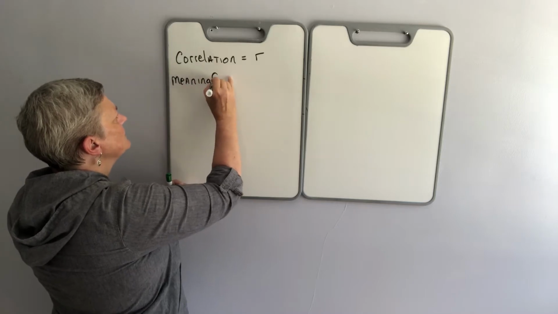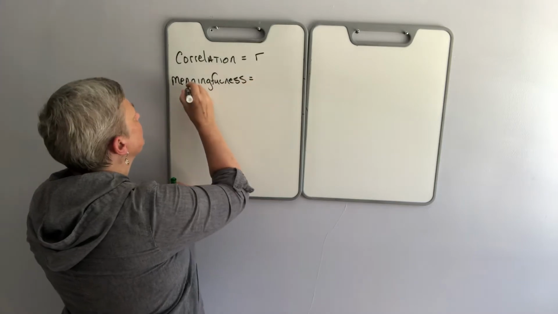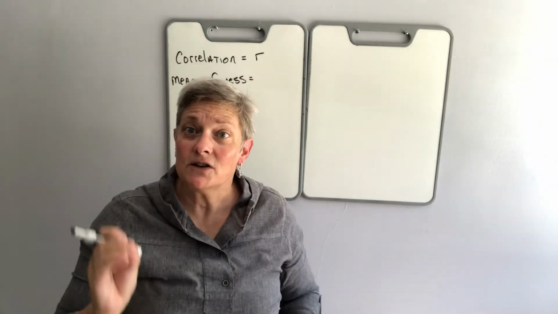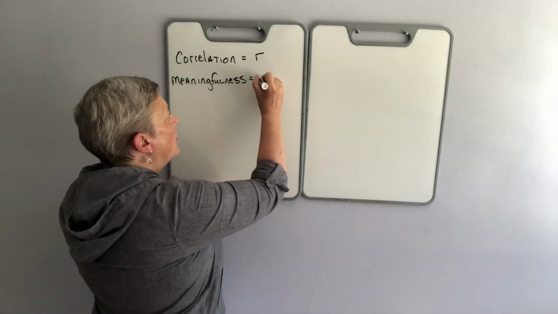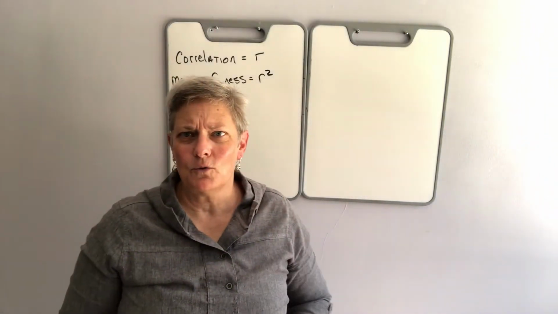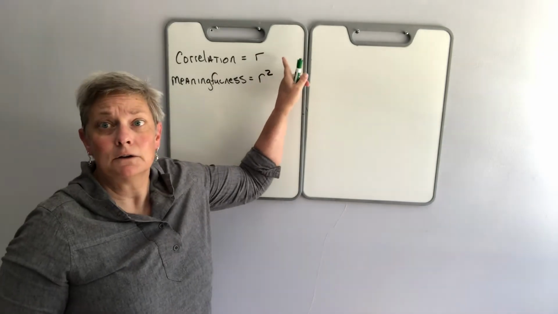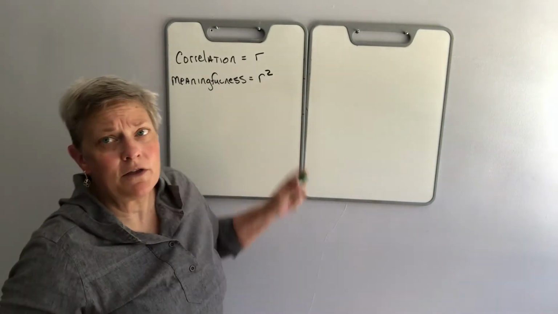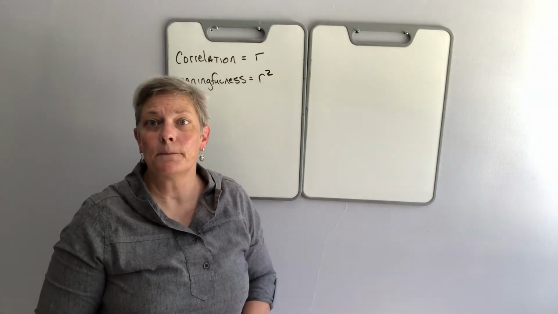Today we're going to investigate something called meaningfulness. I wonder if this is really a word in the dictionary. It is in statistics. And meaningfulness is very, very simple to calculate. It's simply R squared. Sometimes people say, well, what's R? Well, this is R. We've already calculated R, so you already have the correlation. Now all you're going to do is square that correlation. And that's all the math you need for this video.